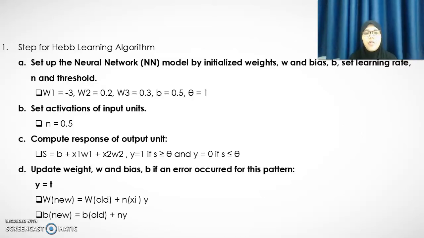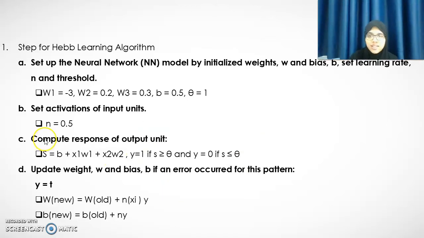So the steps for HAB learning algorithm. First, we have to set up the neural network model by initializing weights W and bias B, setting learning rate and threshold value. For our assignment, in total there are 3 W, and we have set it so that W1 is equal to -3, W2 is equal to 0.2, W3 is 0.3, B is equal to 0.5, and threshold value is equal to 1. Second step is set activations of input units. Basically we will set it so that learning rate is 0.5.